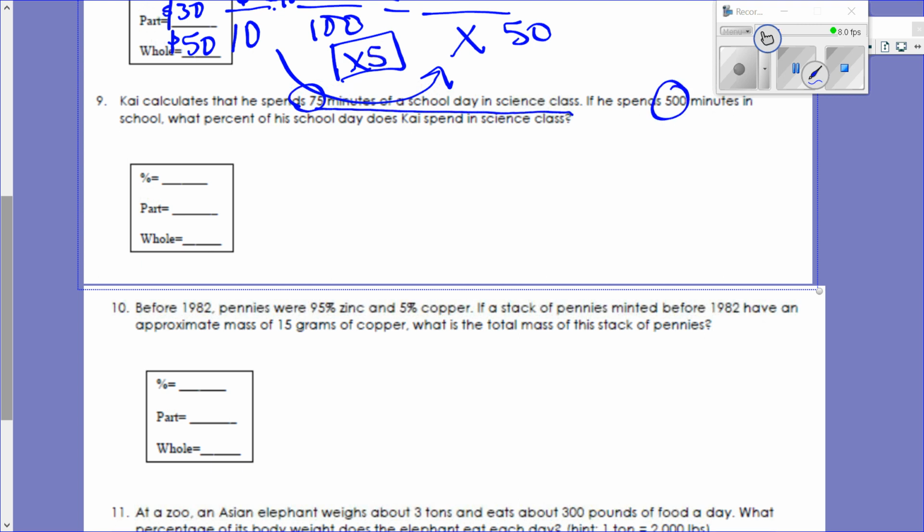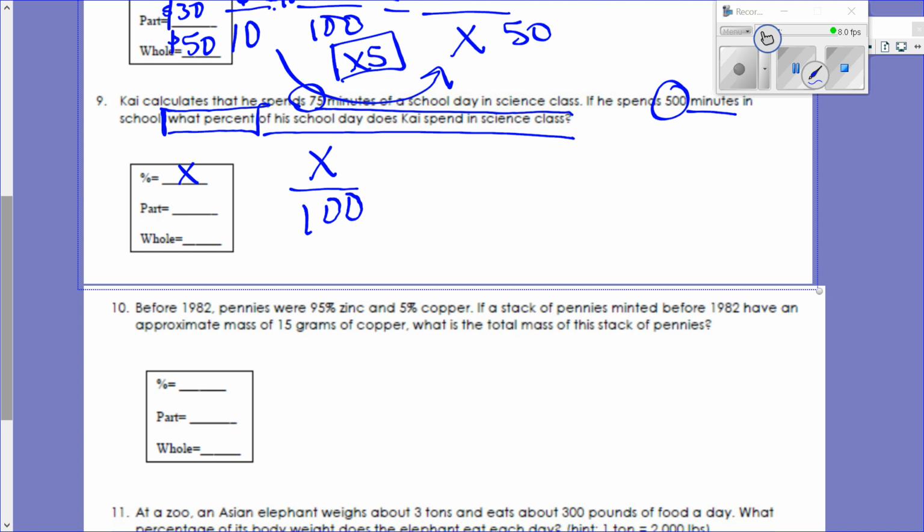Kai calculates that he spends 75 minutes of a school day in science class. If he spends 500 minutes in school, my question, what percent of his school day does Kai spend in science class? Somebody said, Miss B, this is of right here. So 75 must be my whole. Okay, I know my percent, right? No, that's my question. That's my X. Put it over 100. So which is my part, which is my whole? Is 75 my whole?